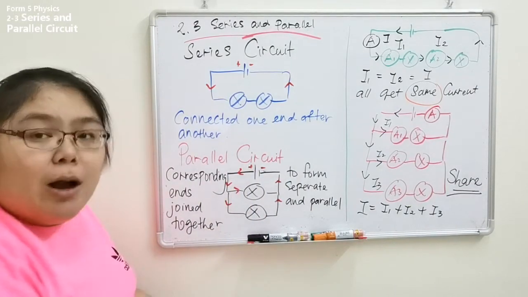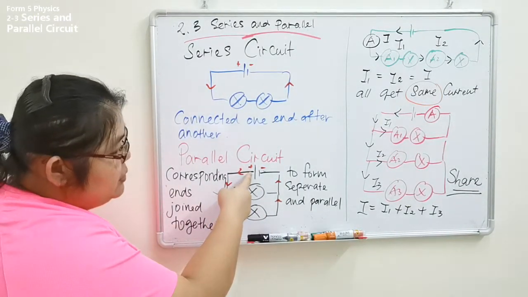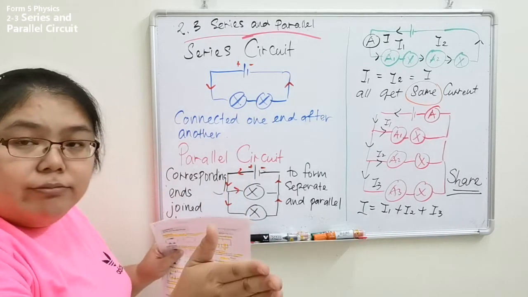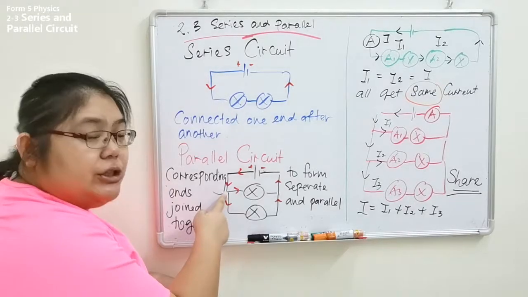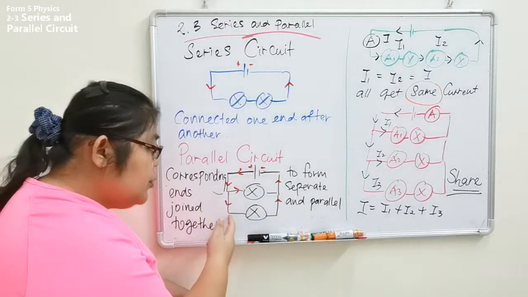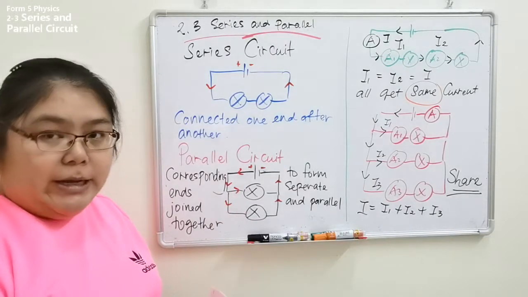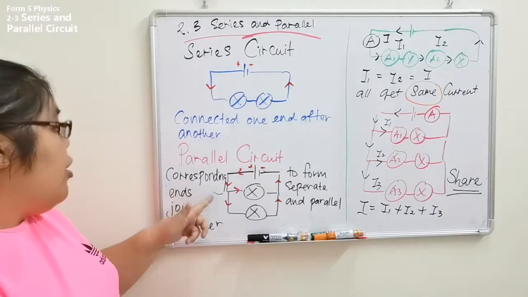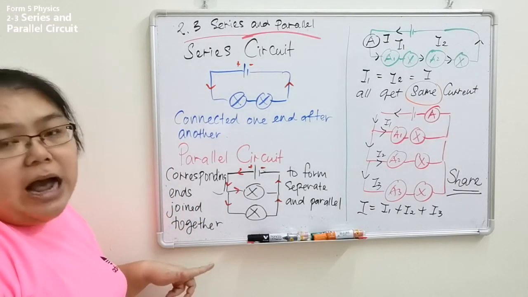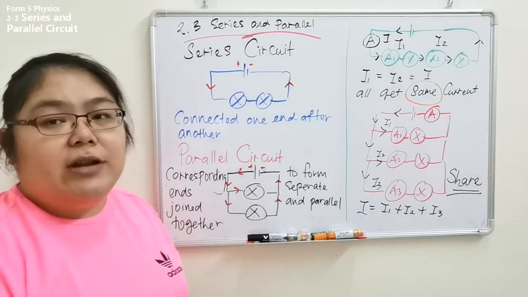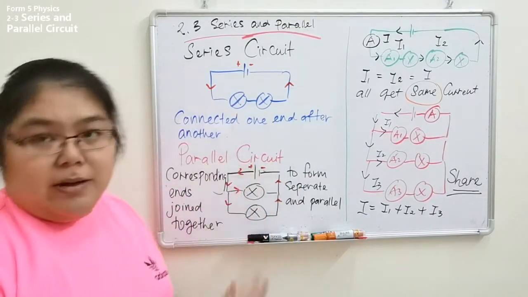So this one is a parallel diagram. So that means how does the current flow? The current starts from the positive, they go until this part. They need to split up. They need to separate because this one has a junction. You need to give the first bulb some current, then you also need to give the second bulb some current. So this one we call a parallel circuit. So there are corresponding ends joined together, after that they form separate paths, and also parallel. So this one is the definition for series and also parallel.